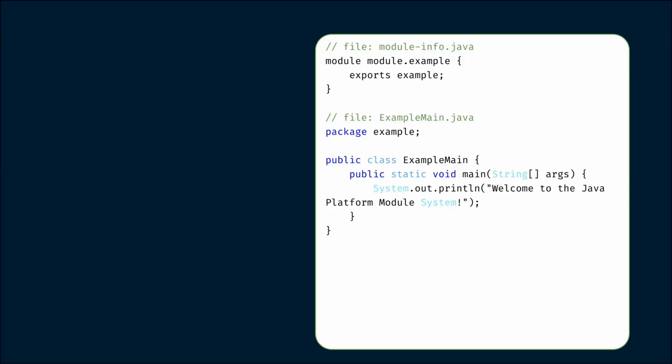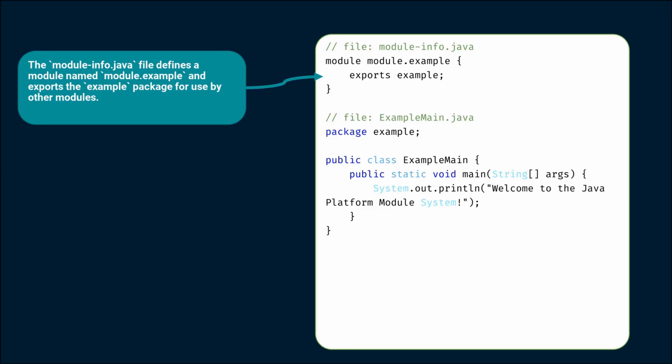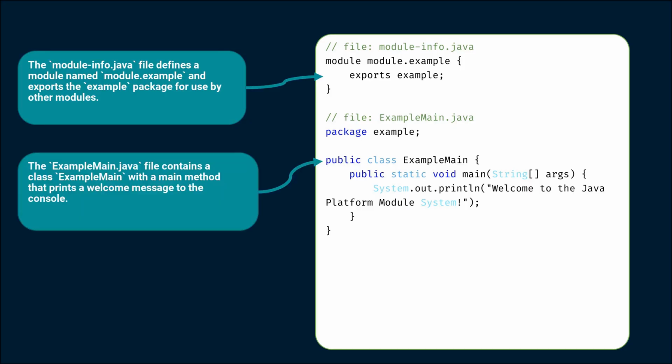Now let's implement a basic Java module using a module descriptor and an application class. First, we create a file named module-info.java, which defines our module and its exported packages. In this case, we declare a module called moduleExample and specify that the example package is accessible to other modules. This is crucial as it sets the groundwork for encapsulation, clearly outlining which parts of our module can be utilized externally.